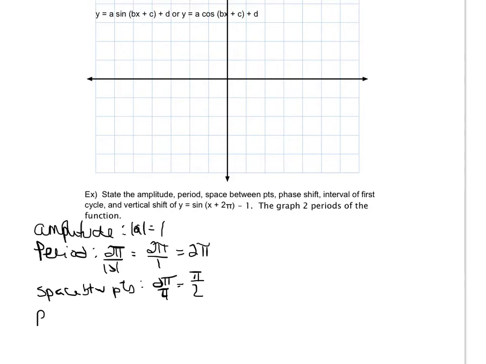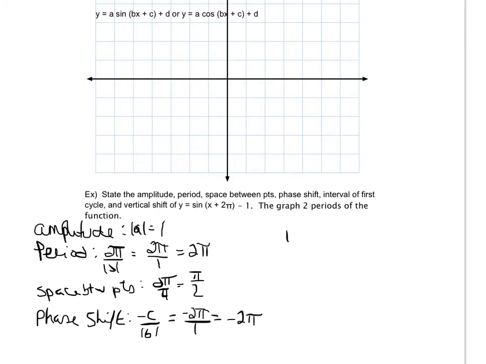Oh, sorry, no, first I have to find my phase shift. Didn't find that yet. So remember, phase shift is negative C over absolute value of B. So I see my C is 2 pi, so I'm going to have negative 2 pi over the absolute value of B, which we decided B was 1, so just negative 2 pi.